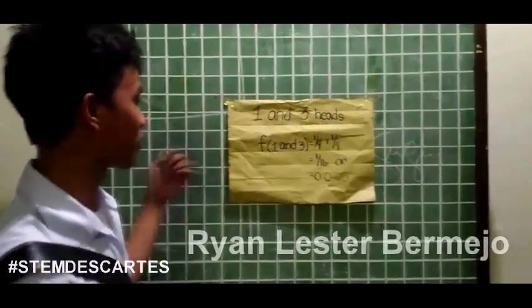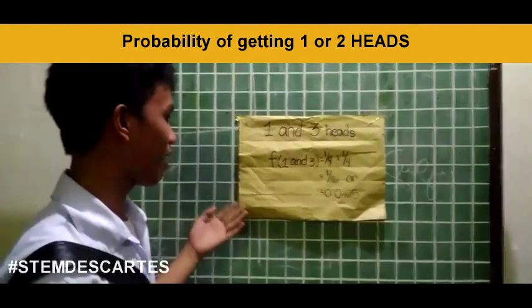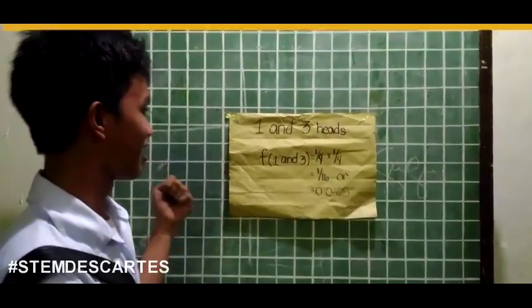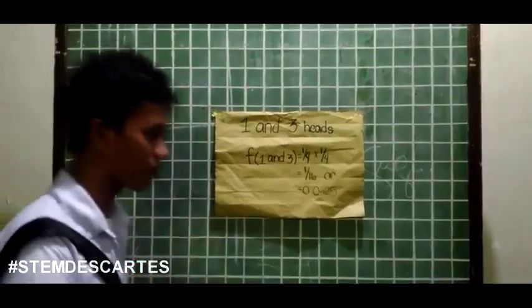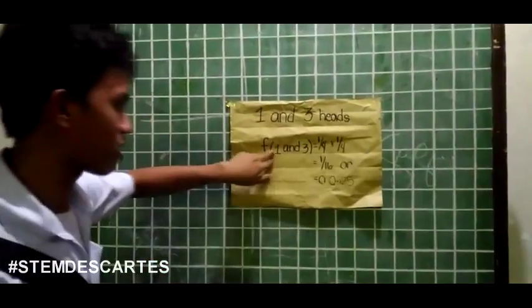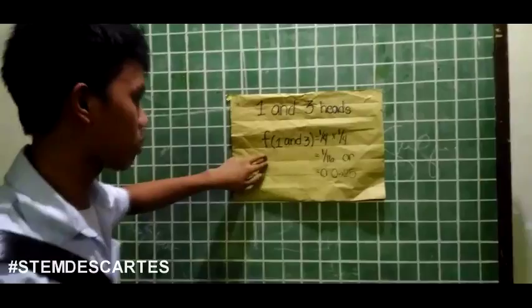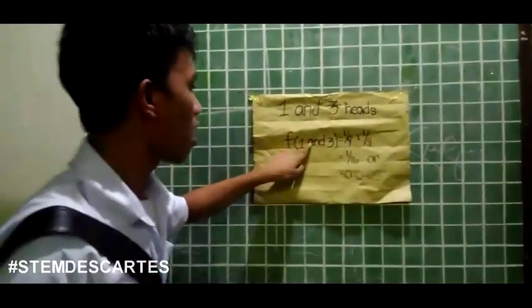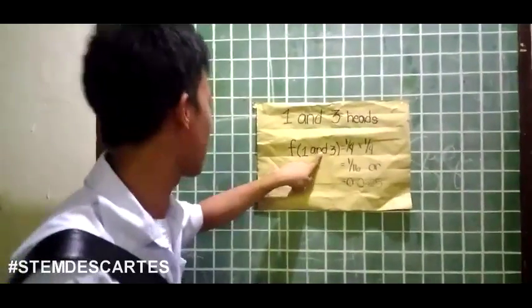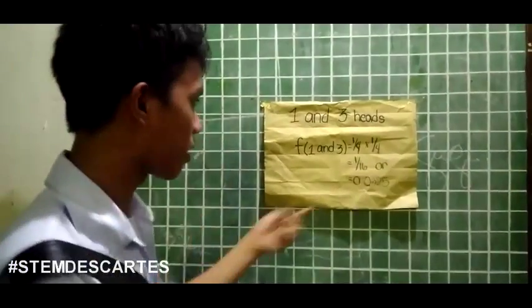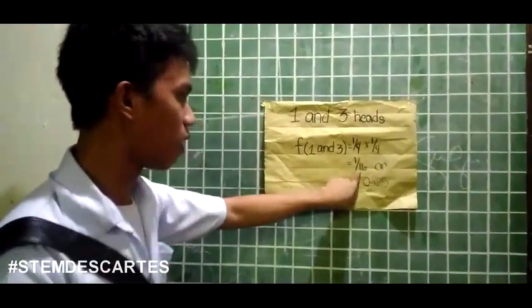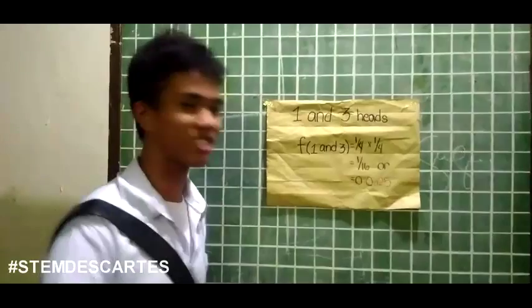The probability of getting 1 and 3 heads. The formula in this problem is the probability of 1 and 3 heads. The fractions of 1 and 3 heads are the same, the fraction is 1/4. And 'and' means multiplication. So after that, calculate 1/4 times 1/4 equals 1/16 or 0.0625.